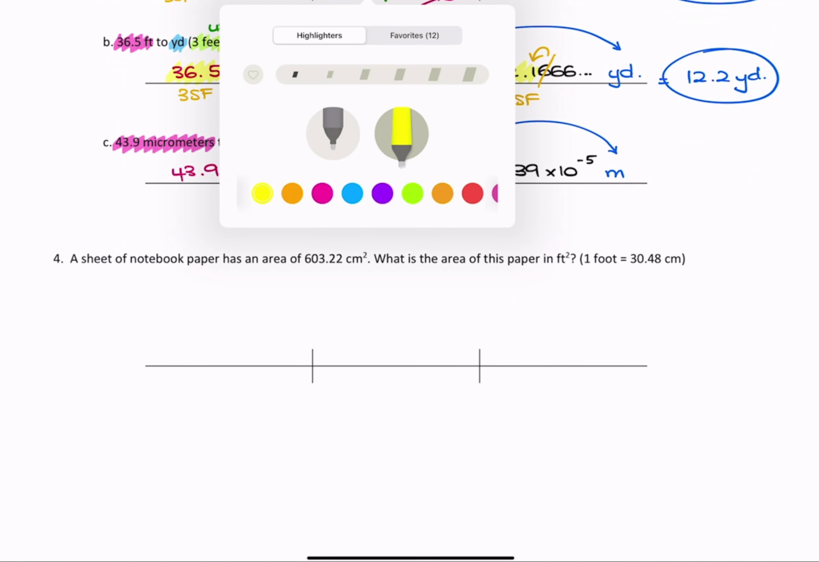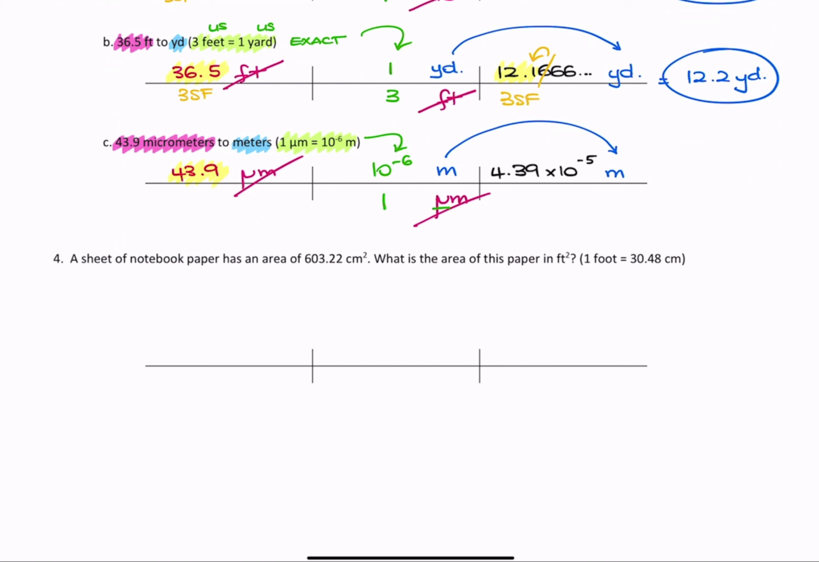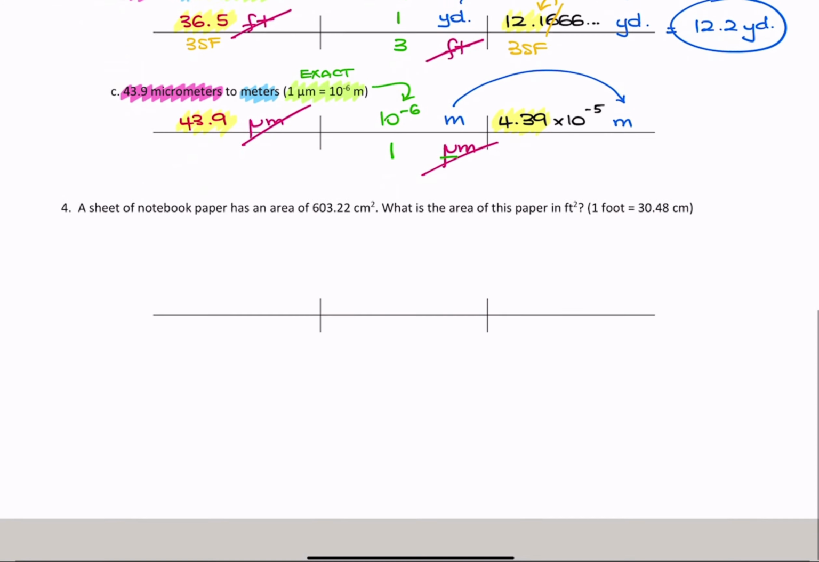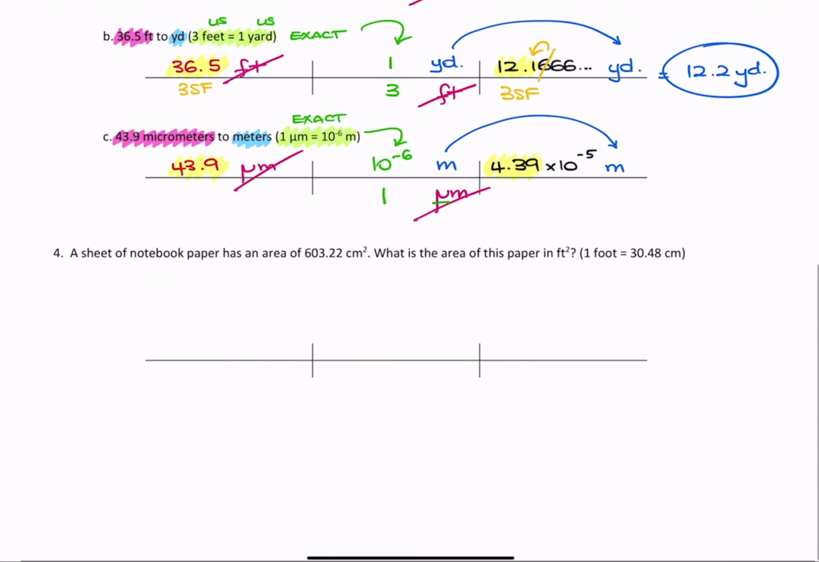Sig figs wise, 3 sig figs here, 3 sig figs in my answer, and in the middle, remember that this is just a prefix difference between the two units, and therefore this conversion factor that only involves prefixes is exact. Okay, it's metric to metric, just changing the size of the units using the prefix.